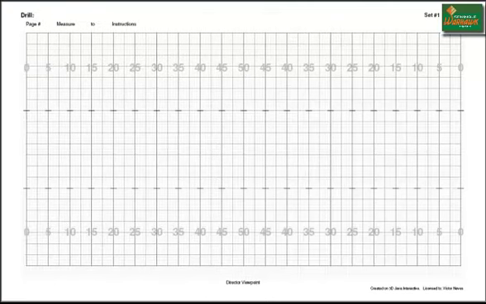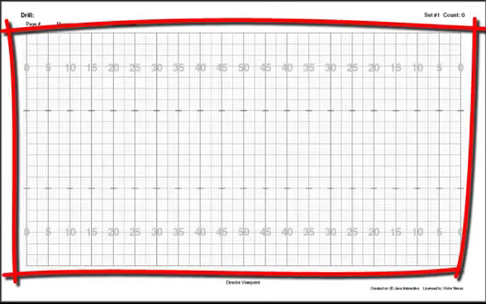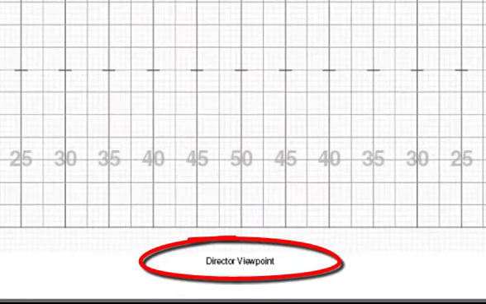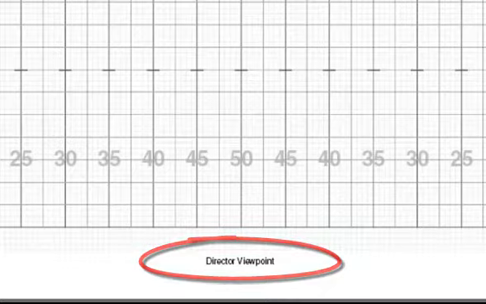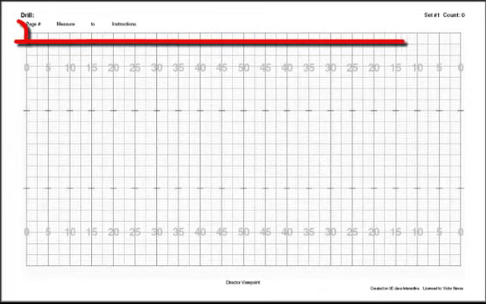Hello, Warhawks. What you're seeing now is a drill page. It's a representation of a football field with a grid laid over it. The director's viewpoint tells us where the front sideline is, where the audience will be watching your show. The opposite side of the page would, of course, be the back sideline.